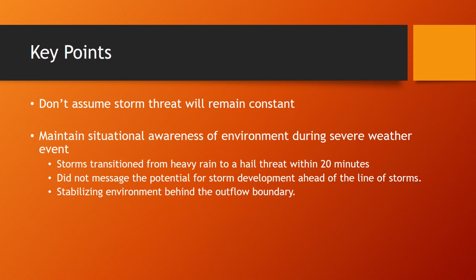One thing we did do during the event is we did notice that as that outflow boundary moved through, it was a very stable environment behind it. So we were able to trim our warnings a little bit more precisely as we timed in how soon that outflow boundary was going to undercut the severe storm, so we could have a fairly well-timed warning and not have to cancel it or have one kind of hanging out there with nothing really going on within the warning.